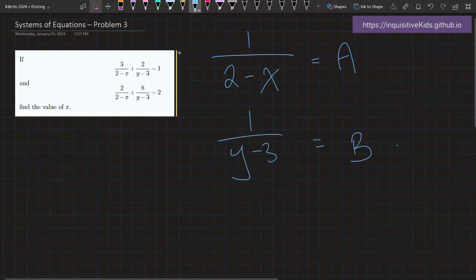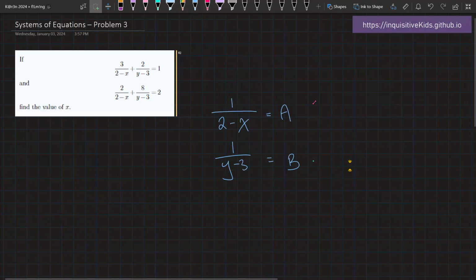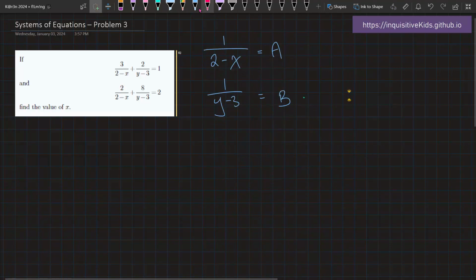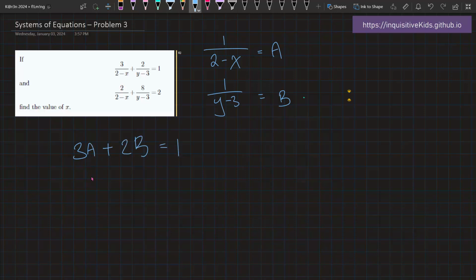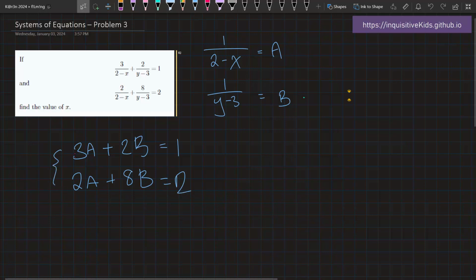Now that we have both of these established, we could replace them into the expressions and it would be much simpler to solve. So the first equation becomes 3a plus 2b is equal to 1. On the bottom we have 2a plus 8b is equal to 2. Here it definitely looks much simpler and much more friendly to solve.